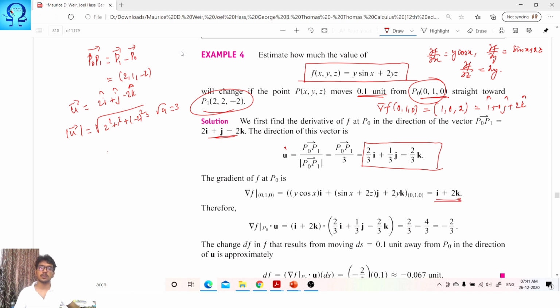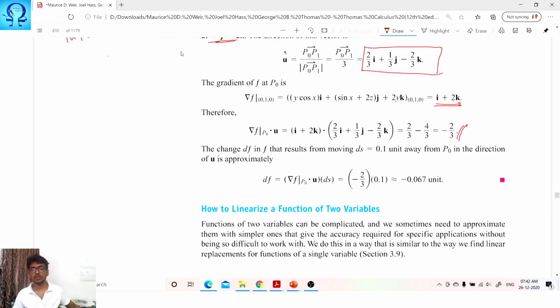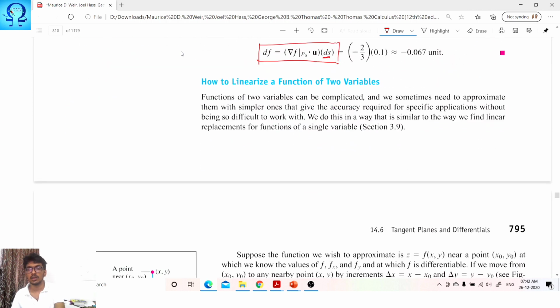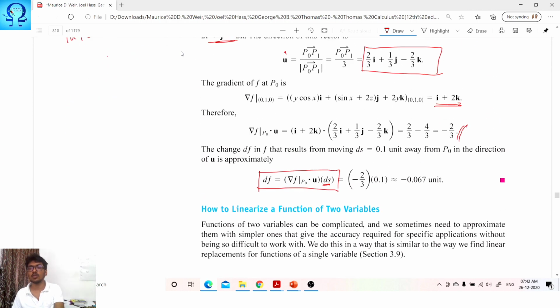You just make a dot product of this gradient vector with your u vector, and you get the directional derivative value. We are asked to evaluate the change, given as df equal to this quantity times the change. The change expected is 0.1 unit. So you just multiply this minus 2 upon 3 with 0.1, and you get approximately minus 0.067 units. Thank you.